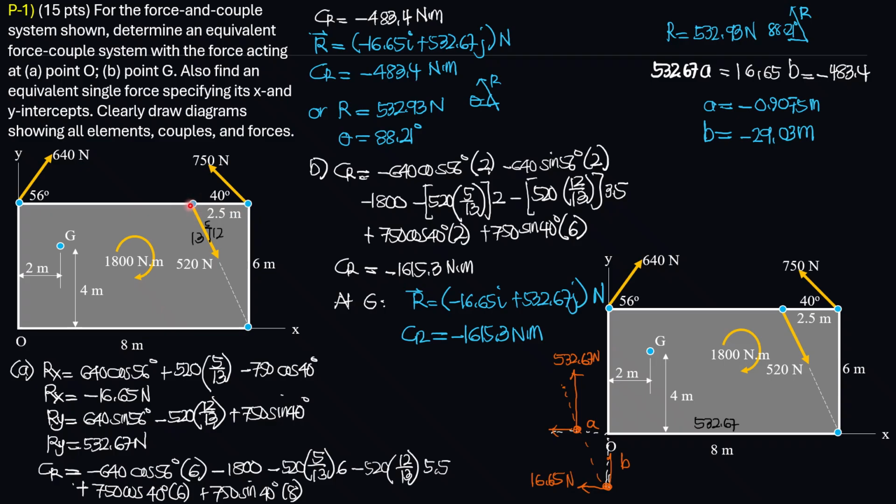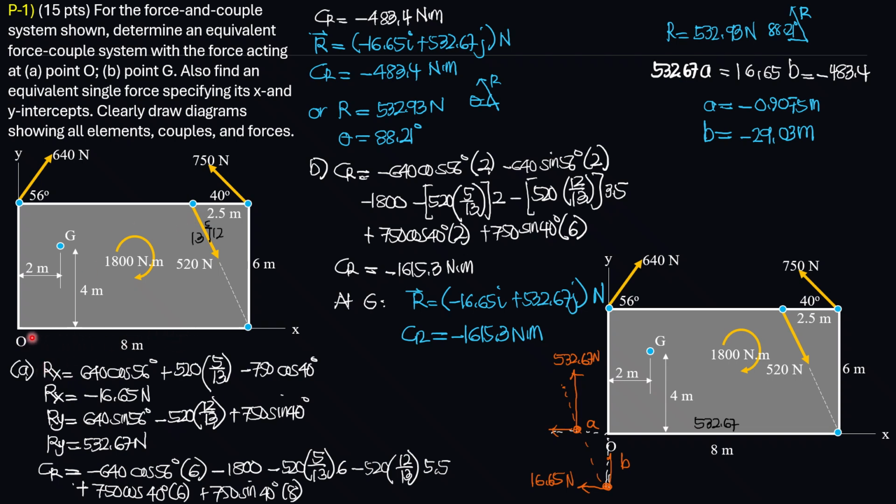So minus 520 times 5 over 13, that's the horizontal component of the force. The moment arm is 6, about O. Then the vertical component is clockwise, so it's negative 520 times 12 over 13. The distance is 8 minus 2.5, so that distance is 5.5.